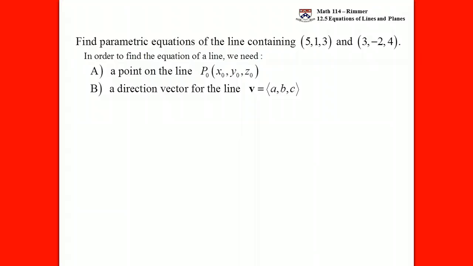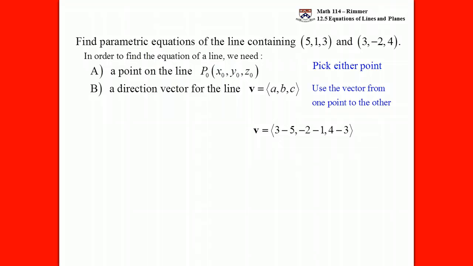And when it comes time for the direction vector, you can go from one to the other in any order, whether you're going from the first to the second or from the second to the first. Remember we said how to find the vector between 2 points out in space? You just take the terminal point's coordinates and subtract the initial point's coordinates. And so if we say the 3, -2, 4 is the terminal and the 5, 1, 3 is the initial, then the I, J, and K components of our direction vector is going to be 3 - 5 for the I, and -2 - 1 for the J, and 4 - 3 for the K. So we have our vector that goes from the first point to the second point.